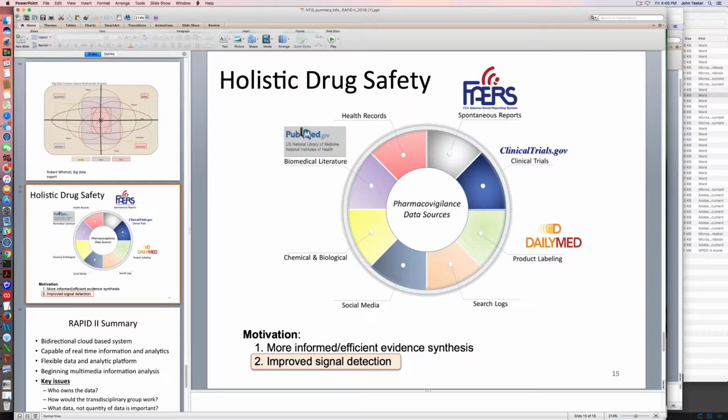Clinical trials is also in that same category. It's a little bit more complicated because the language used in the clinical trials is not quite uniform. But we're working on NLP approaches to look at that kind of information.